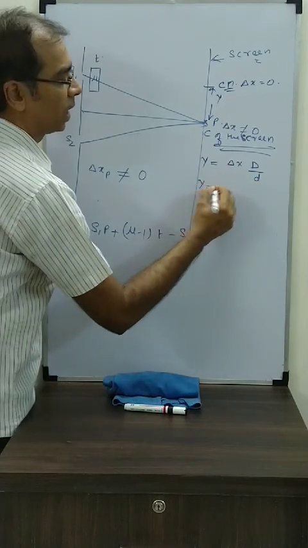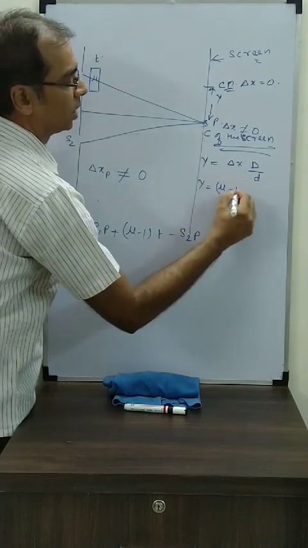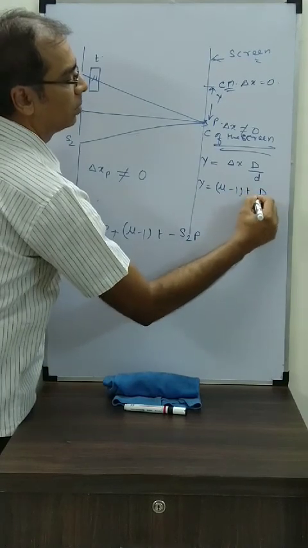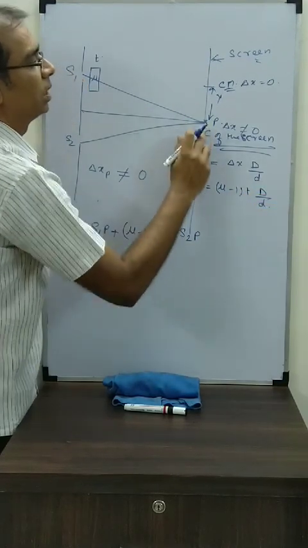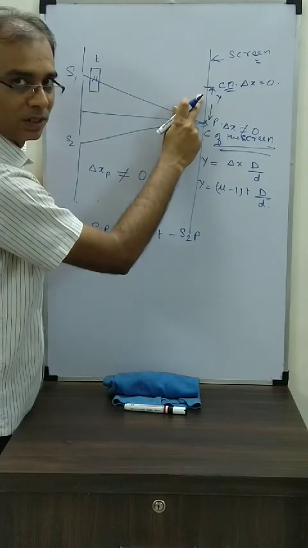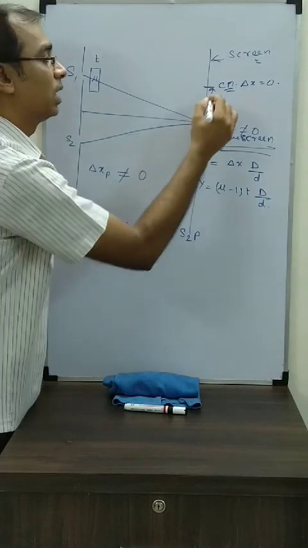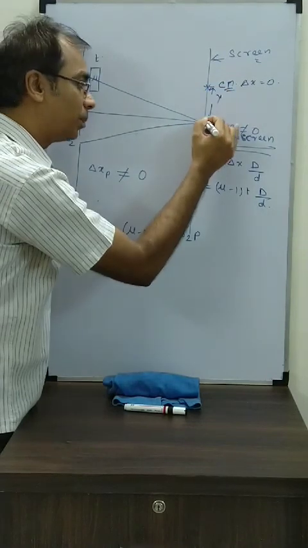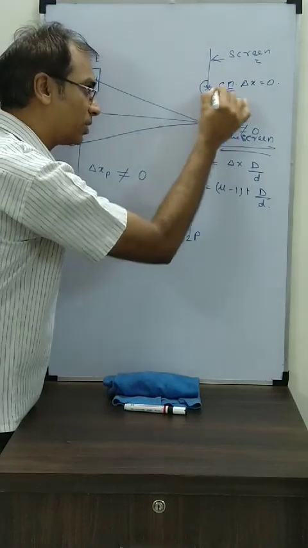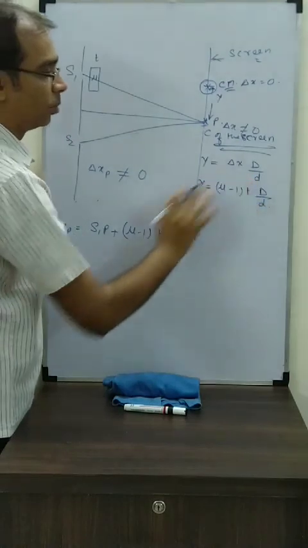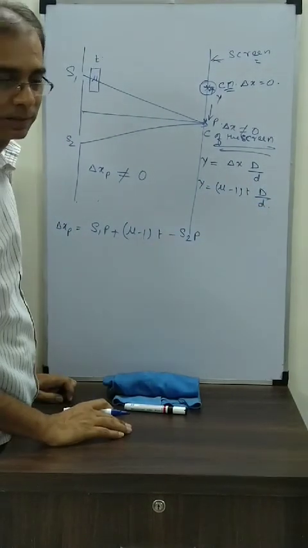So what is the path difference we have here? This is (mu minus 1) t, times D by d. So this will be the position of central maxima for us from the center of the screen. Or you can say this is the position of the center of the screen from central maxima. This is the formula that we derived in the last class.